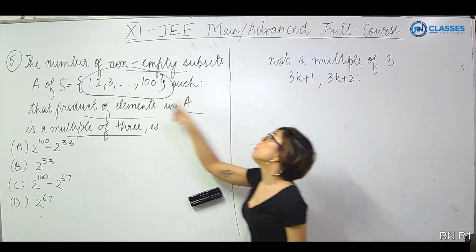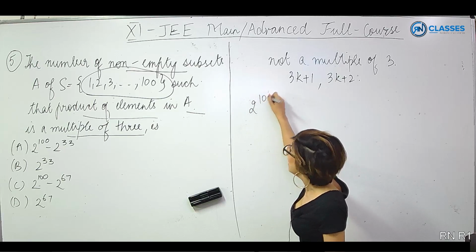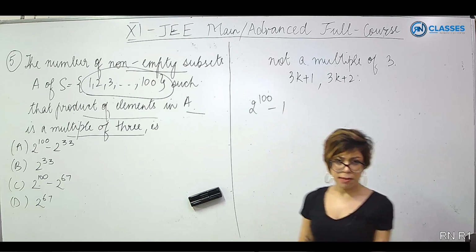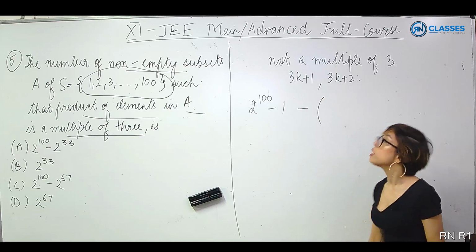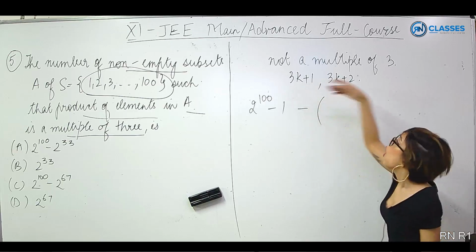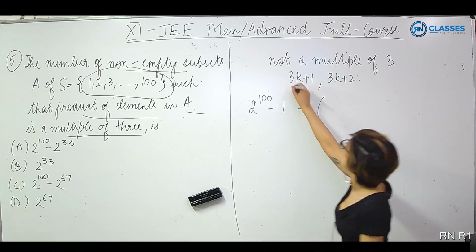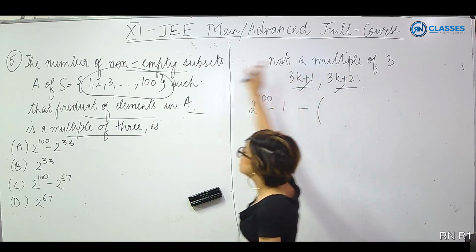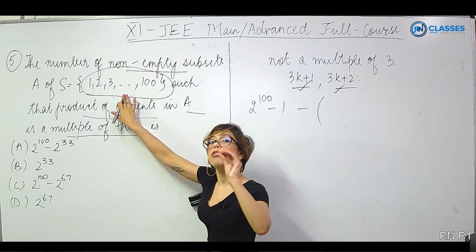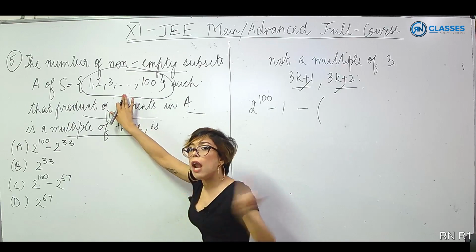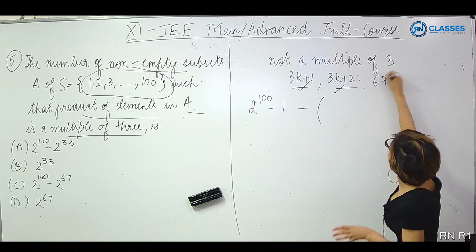Now, how many total non-empty subsets are there? Obviously, that is 2 raised to the power 100 minus 1, subtracting the empty subset. From this, I need to subtract all of those subsets which contain numbers of the form 3k plus 1 or 3k plus 2. Now the question is, how many numbers are there of either form? Except for 3, 6, 9, until 99, that is 33 numbers, all of the others are of the form 3k plus 1 or 3k plus 2. So that means I have 67 numbers.